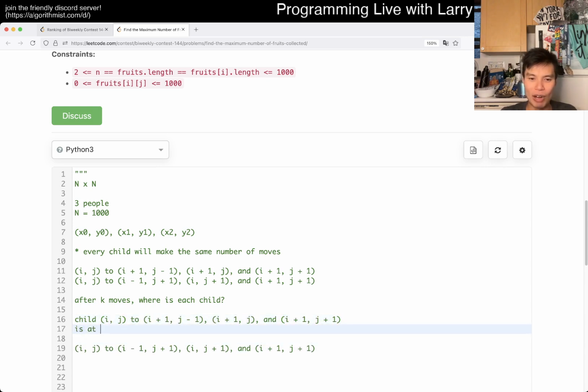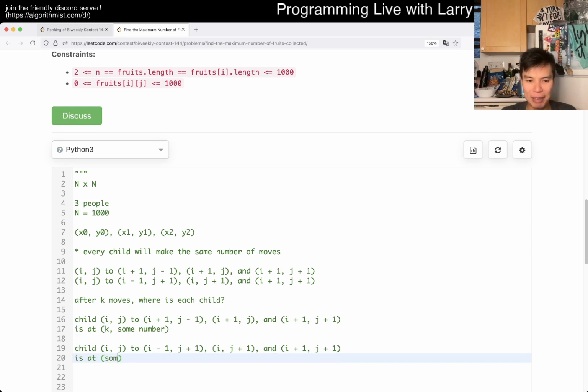is at, well, because you add k times, this is going to be something like k and then some other number, right? And then this child is going to be at k, some number k, right? Because this can never change, right? Like after k moves, this will always be k.